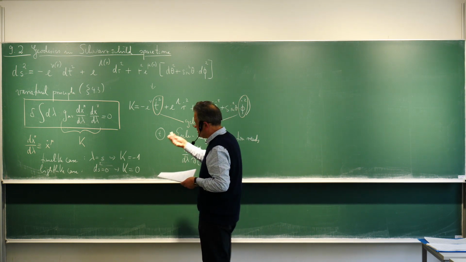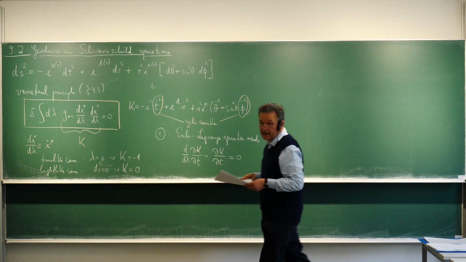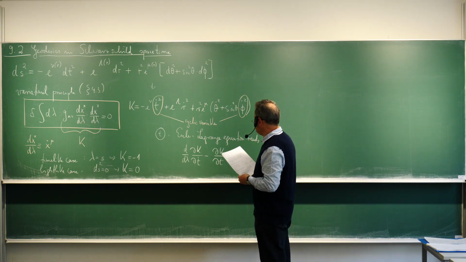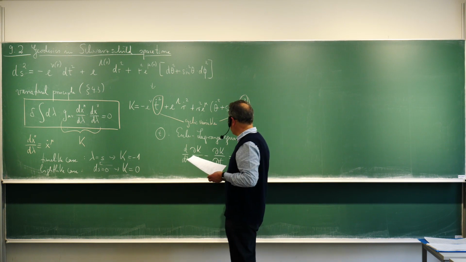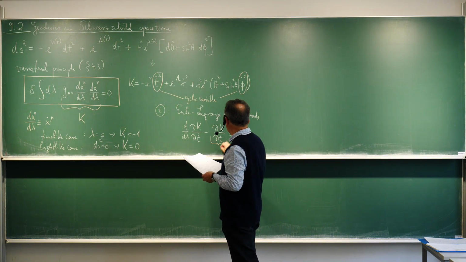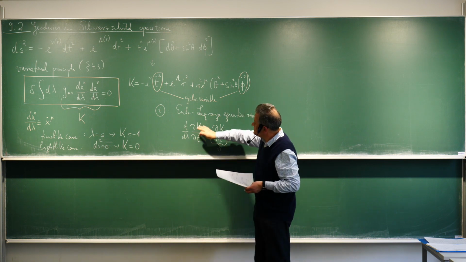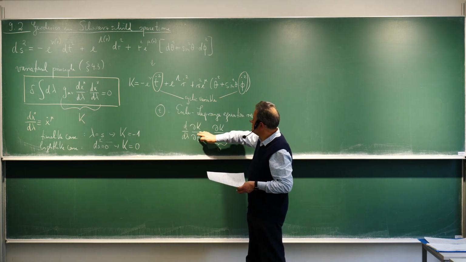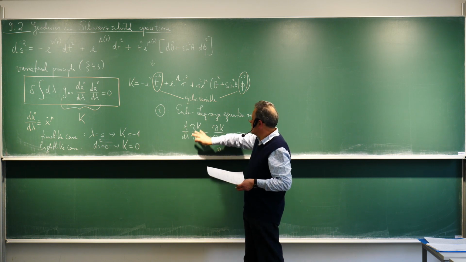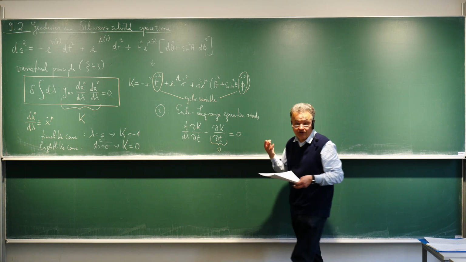Now, this is what you get from such a variational principle, and I'm sure I don't have to repeat this here. Now, because t is cyclic, it means that K does not depend on t explicitly, so this is 0, and then you see the conserved momentum. I mean, dK over d t dot is the momentum, and d over d lambda of this is 0, and this is a conservation law.